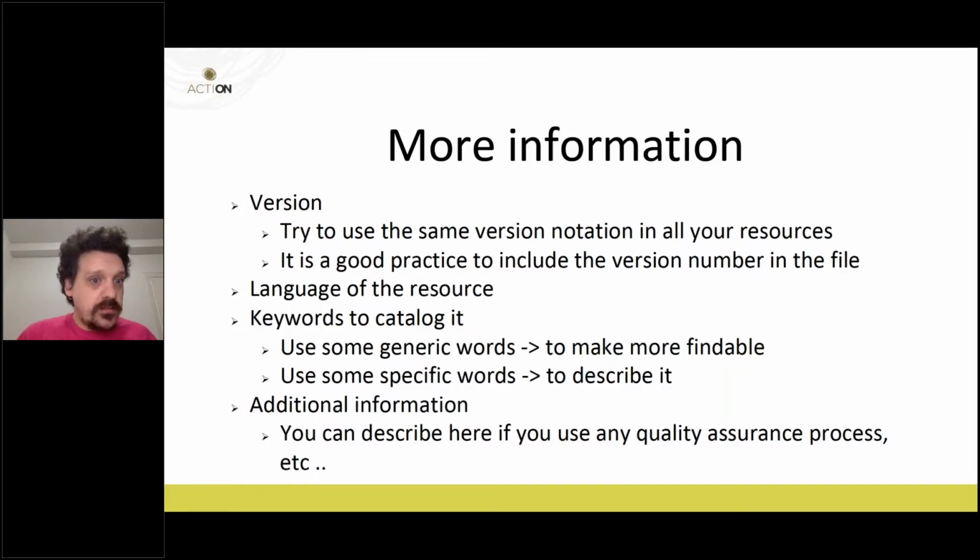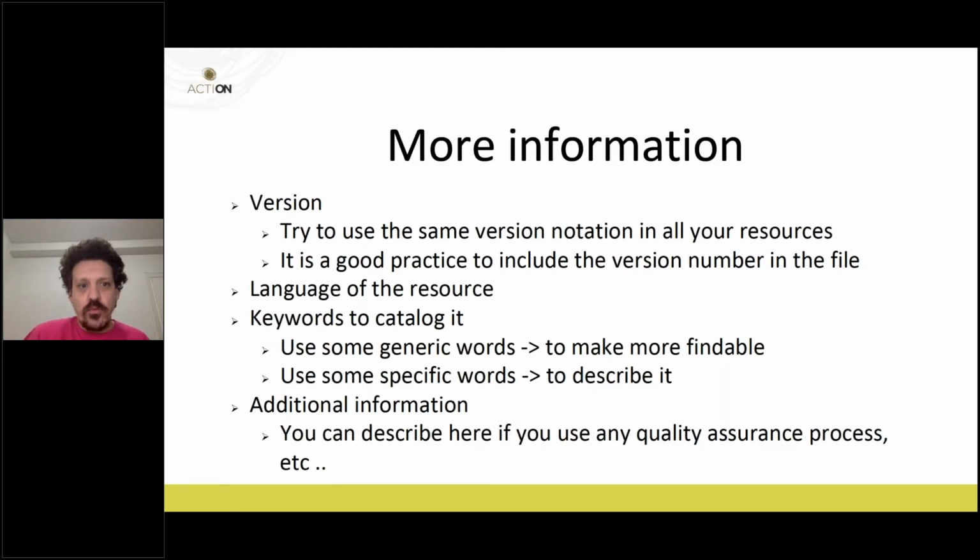The keywords to catalog it are very important. It's a metadata field. There are two approaches, and I like the hybrid, the combination of the two. Basically, use some generic words to make your resource more findable. For example, pollution is very general, so if people are looking for pollution, your resource will show up. And of course, you can also use some specific words to describe the resource.